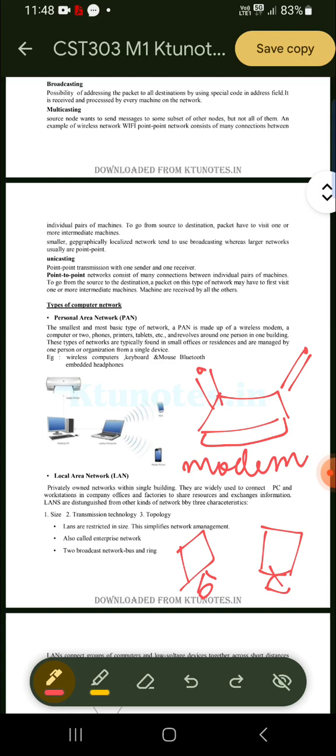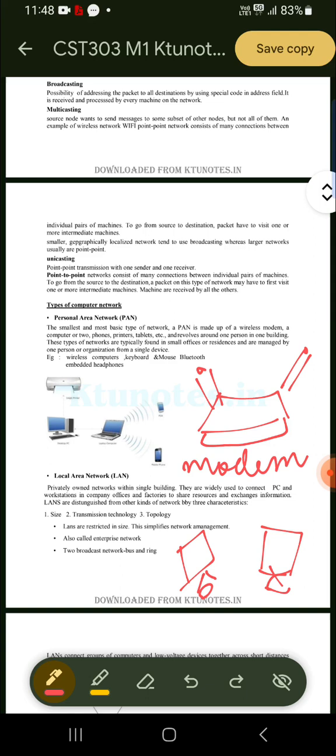The smallest, and when we look into the range, it's about 1 meter. And let's read the paragraph which is on the slide. The smallest and the most basic type of network. A PAN is made up of wireless modem, a computer or two, phones, printers, tablets, etc. And it ranges only 1 meter.